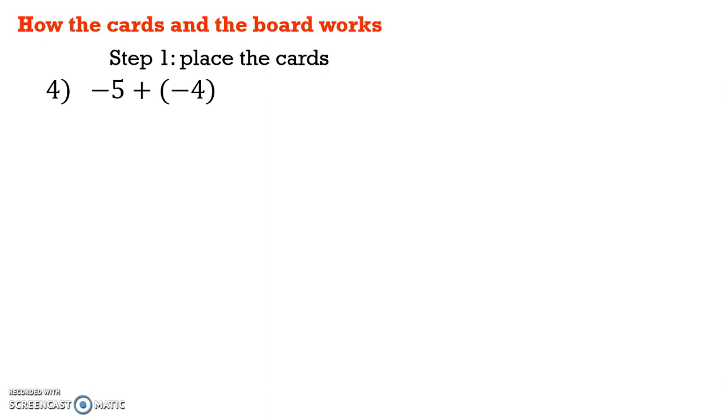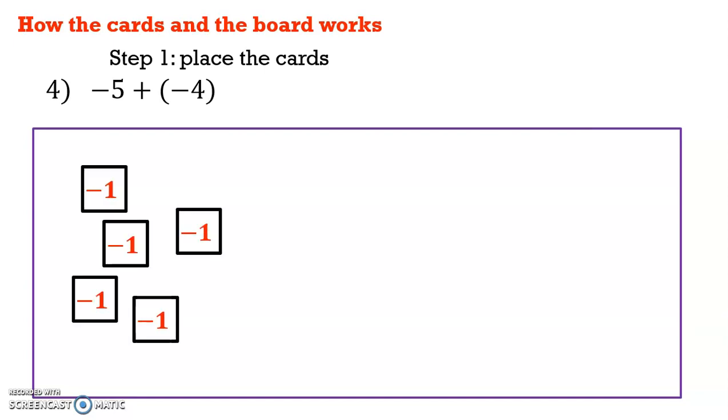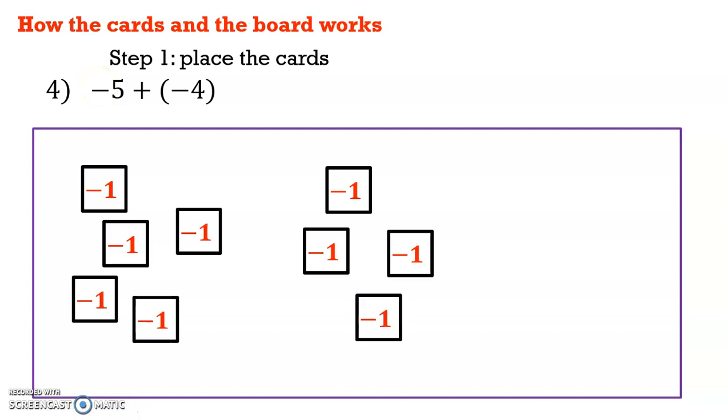So we've got minus 5 plus minus 4. We place our board and we start placing our cards. Minus 1, minus 2, minus 3, minus 4, and minus 5. These cards in here are representing this number that is in here. So let's go with the other one. Minus 1, minus 2, minus 3, and minus 4. These cards in here are representing this number in here.